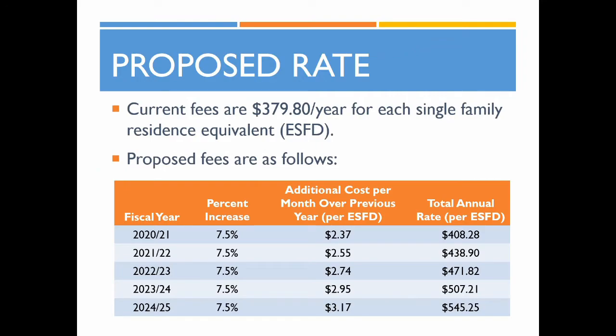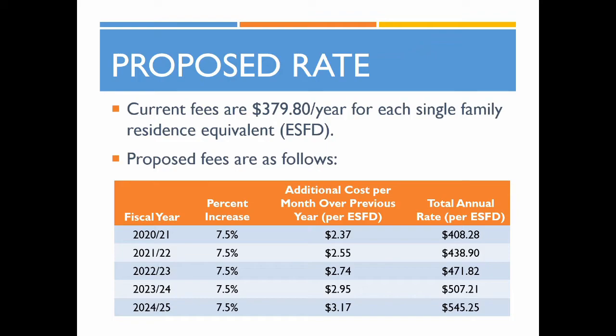An ESFD is an equivalent single-family dwelling. Your standalone home is one ESFD, and places that use more water than you, maybe a business or a school, will be charged more than one ESFD. Places that use less water than your average home would be charged less than one ESFD. The current annual fee is $379.80 per ESFD.